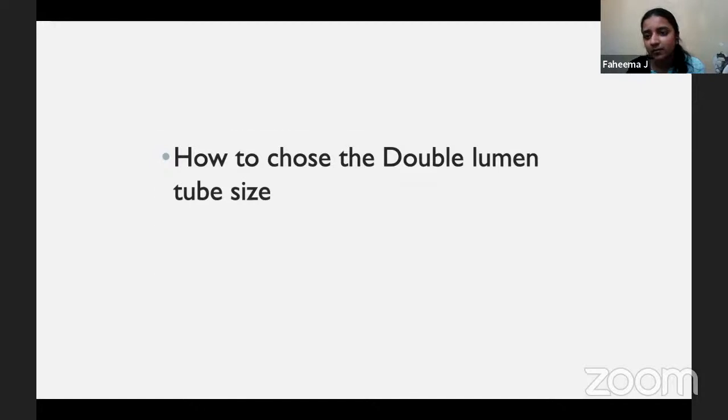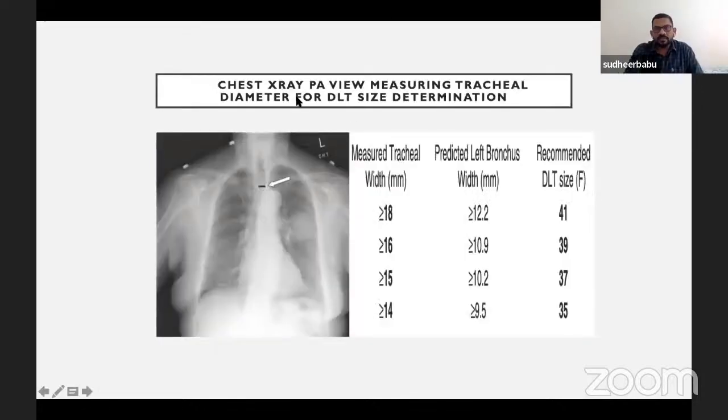Yeah, very good. So from the chest X-ray PA view, we can measure the diameter of the trachea at the clavicular region, and accordingly there is a recommended DLT size. But the disadvantage is that if we follow this, there is a 90% chance we'll be overestimating the size, because this is not much applicable for our Asian population. This is basically for the Western population, so there is a possibility we may oversize the tube.